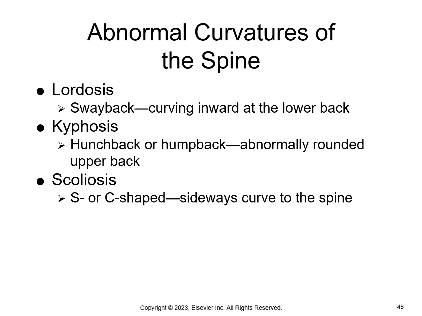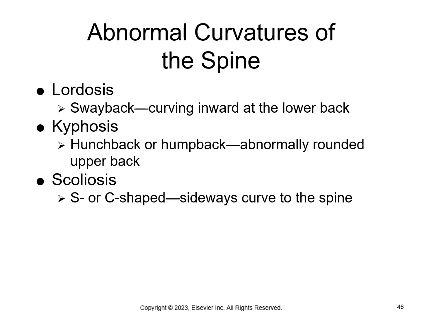Lordosis, also referred to as swayback, is characterized by the spine curving significantly inward at the lower back. Kyphosis, seen in many older women with osteoporosis, is often referred to as hunchback or humpback and is characterized by an abnormally rounded upper back. This occurs around the thoracic area and can sometimes cause difficulty with breathing for them.